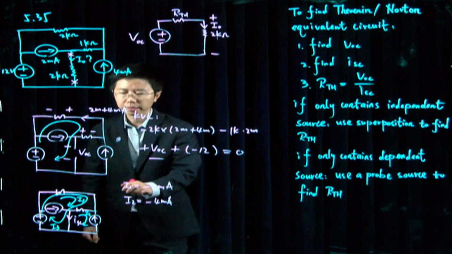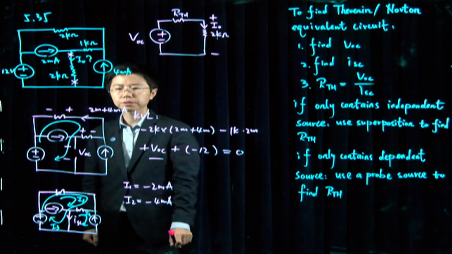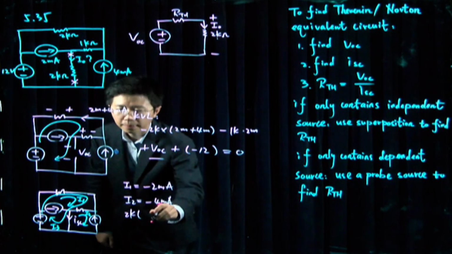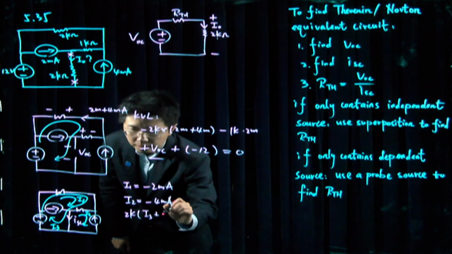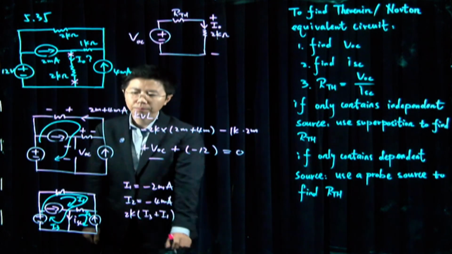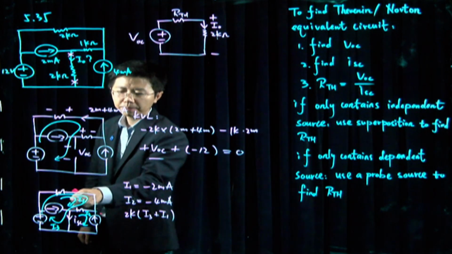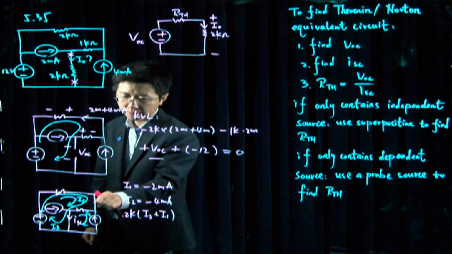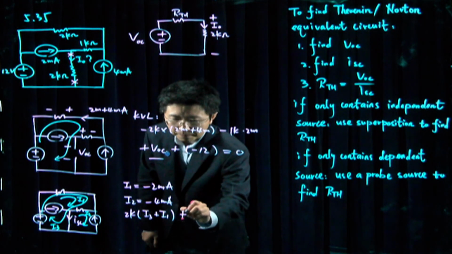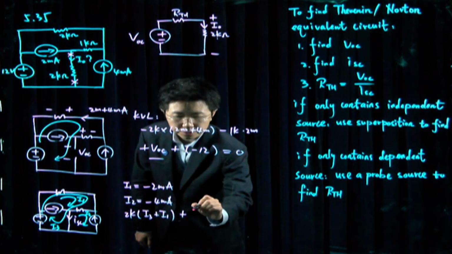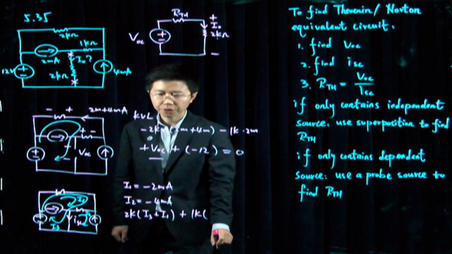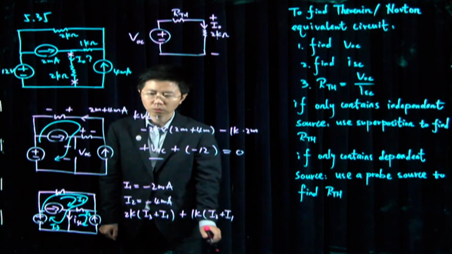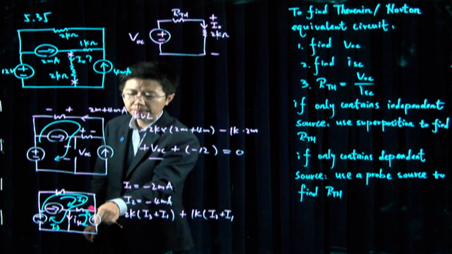Well, the way I can write it is starting with my top resistor. I have 2K resistance multiplied by I3 plus I1, because this resistor on top is shared by the two loops, I1 and I3. And continuing to my next element, this 1K resistor, it's being shared by, again, I3, I1, but there's also I2. It's also shared by this I2 here.